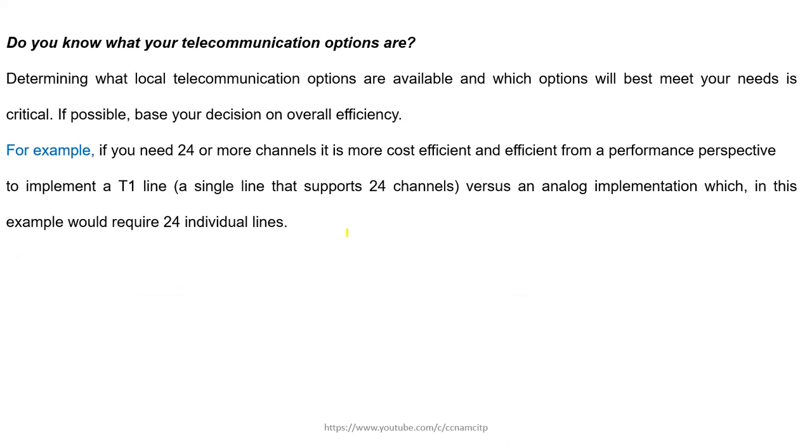So the situation is very simple. If you are purchasing a telephone communication or telecommunication, you should look at the efficiency, how it is fulfilling your requirement. For example, you can take one T1 line which is giving you 24 channels, and that should be feasible for you. That should be the first choice.